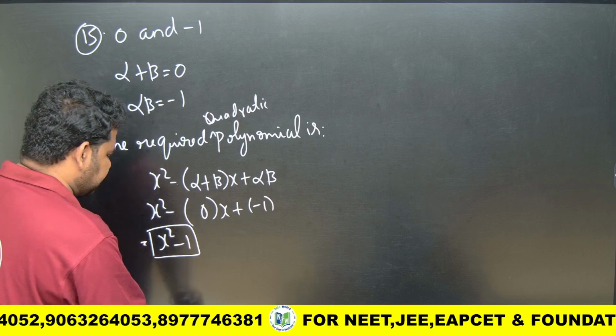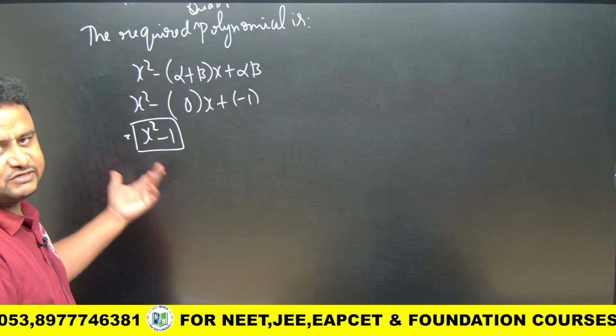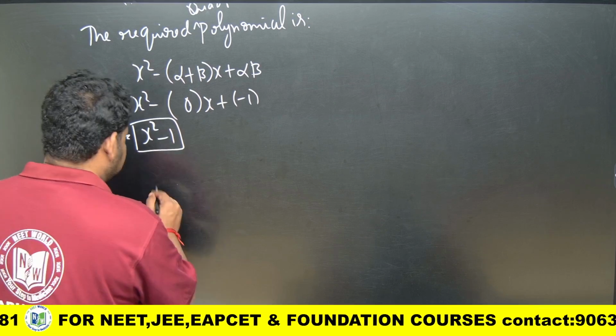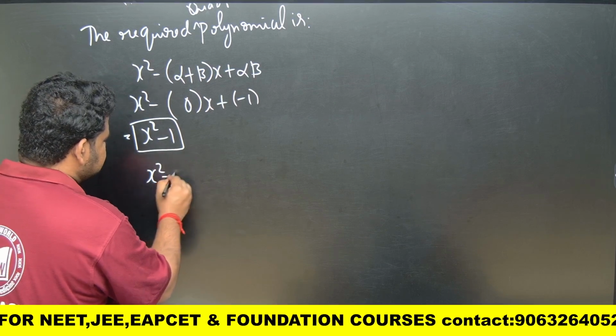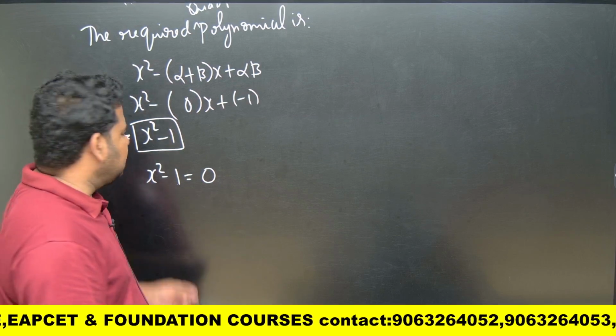Okay, we got the quadratic polynomial. Now what we have to do? We have to solve this equation to find the zeros. So how to solve this equation? First of all, I should make it equal to 0. I should make it a quadratic equation. Now I have to solve this.